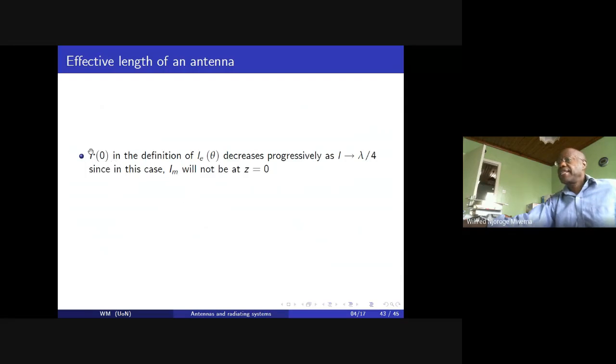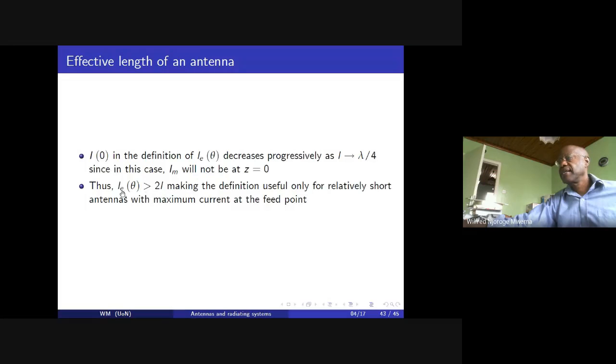So I theta, or I0, in the definition for LE theta decreases progressively as L goes towards lambda by 4. And since in this case Im will not be at the position z equal to 0, LE of theta is going to be greater than twice L, making the definition useful only for relatively short antennas with maximum current at the feed point.